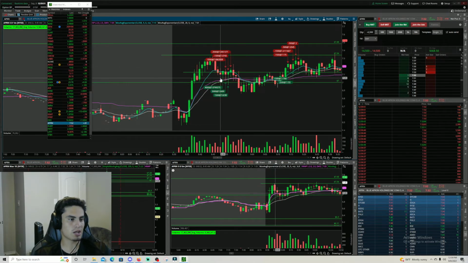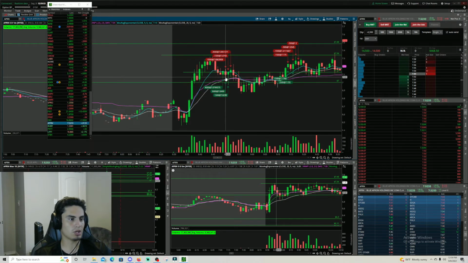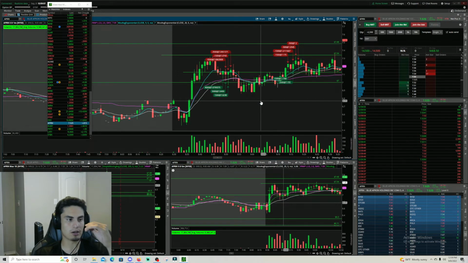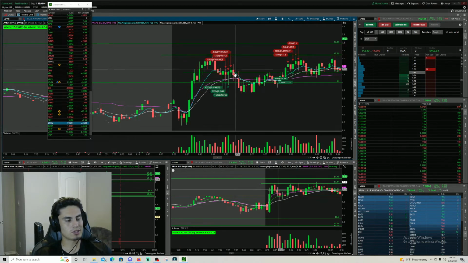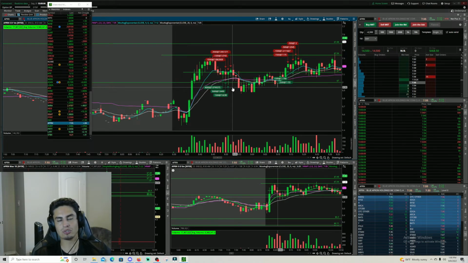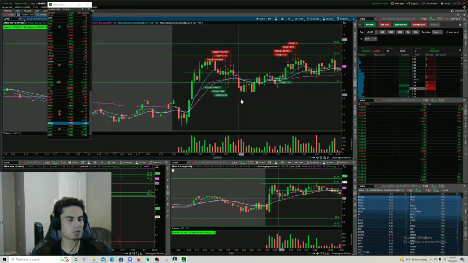I think I had a stop somewhere down here at the low of these candles, and then it ended up coming back down and stopped me out. But out of that trade right there, because I was able to add on the dips and sell on the tops, even though it didn't break out, I still made $300 on that trade. It was kind of confusing to explain, but you can go back and watch the recap.